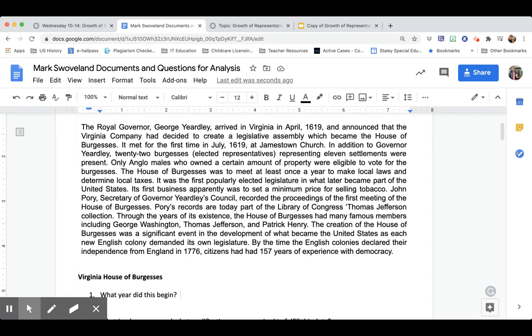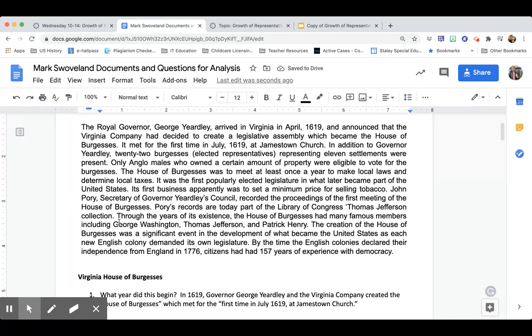So what I'm going to do is insert part of the quote here, but only a little piece of it. So the rest, I'm going to keep just my own writing, okay? And you guys can feel free to just write down what I'm doing. So I'm going to say, in 1619, Governor George Yeardley and the Virginia Company created the House of Burgesses, which met for the quote, first time in July 1619 at Jamestown Church.